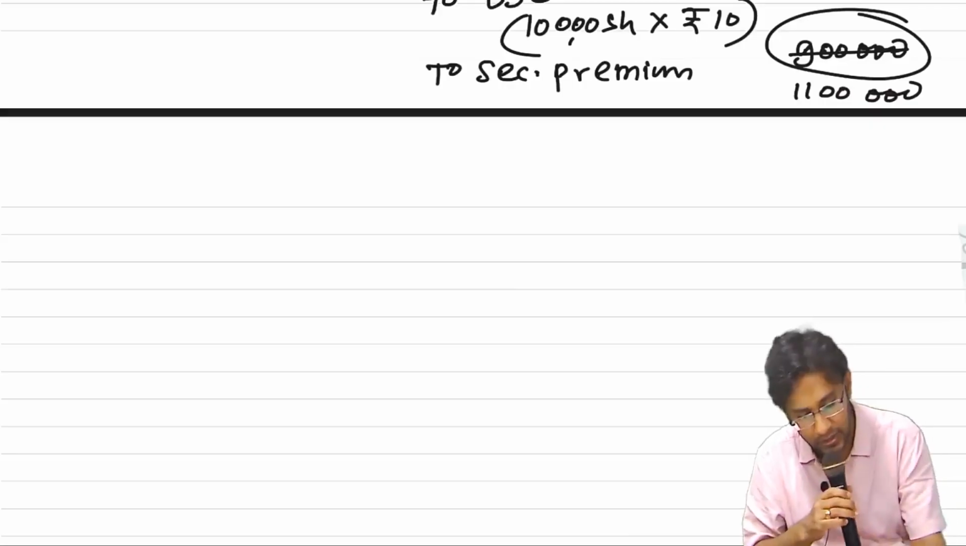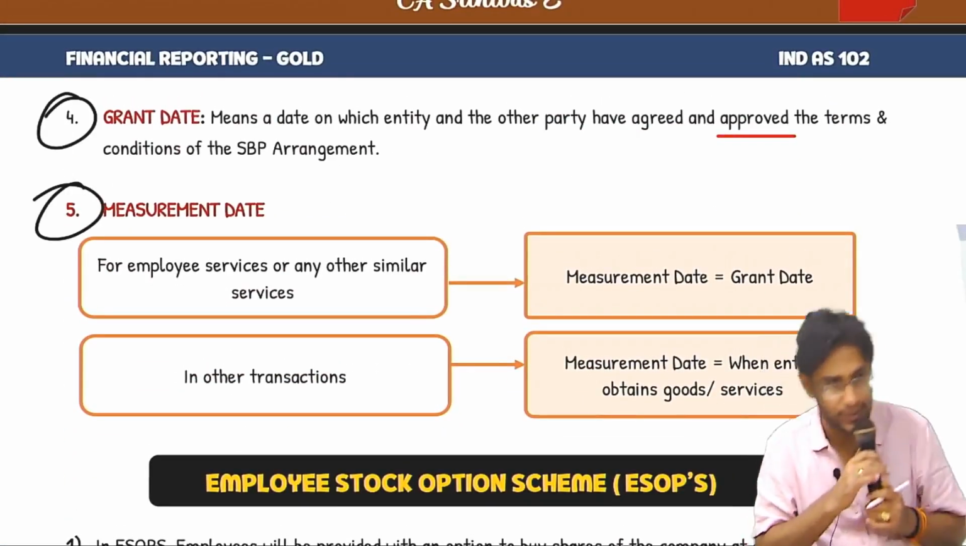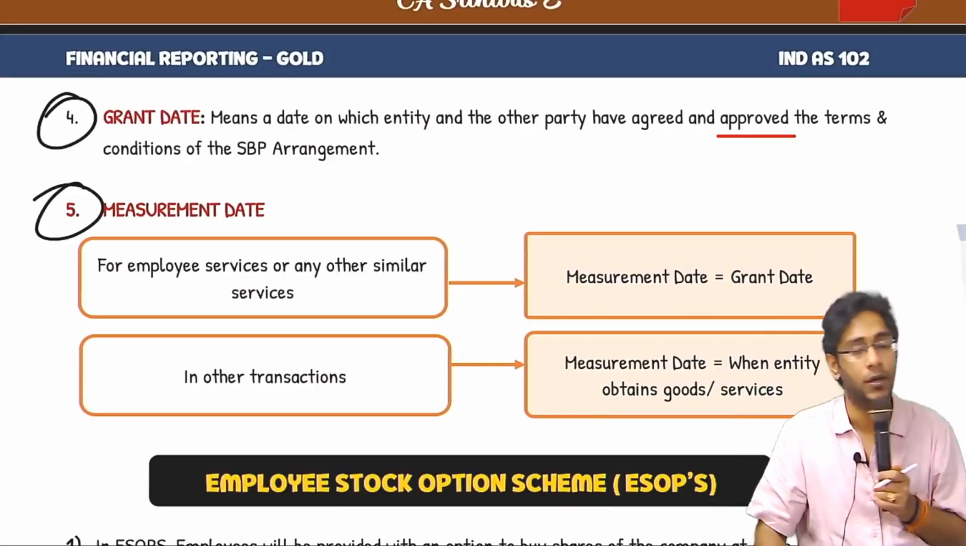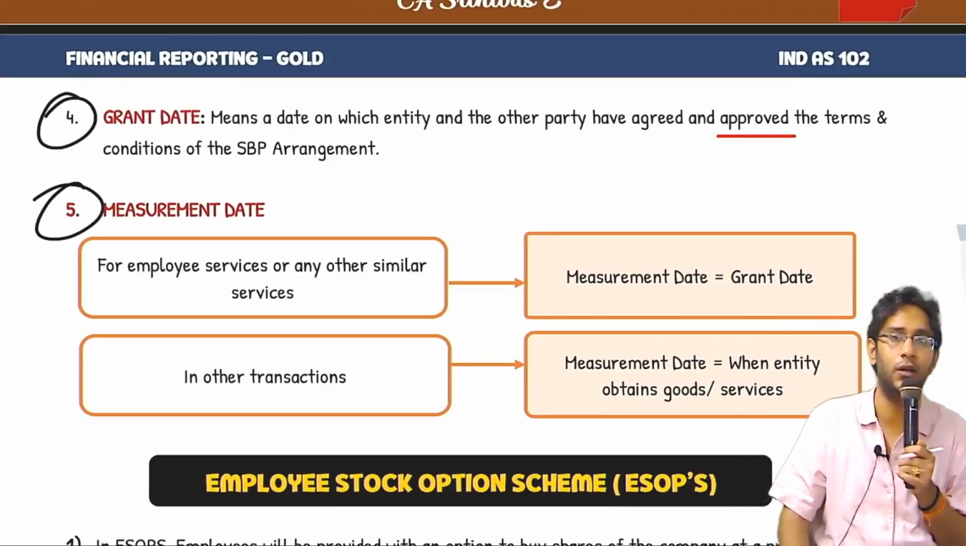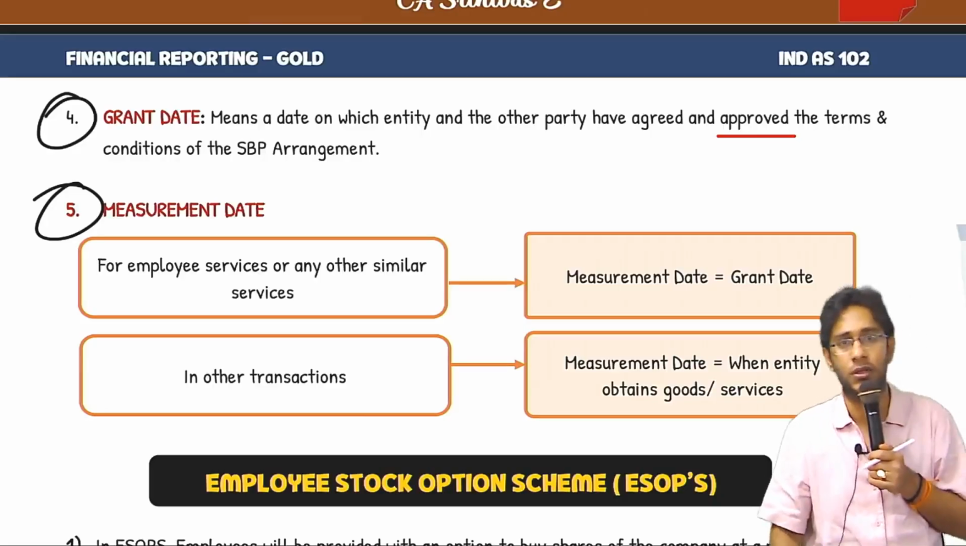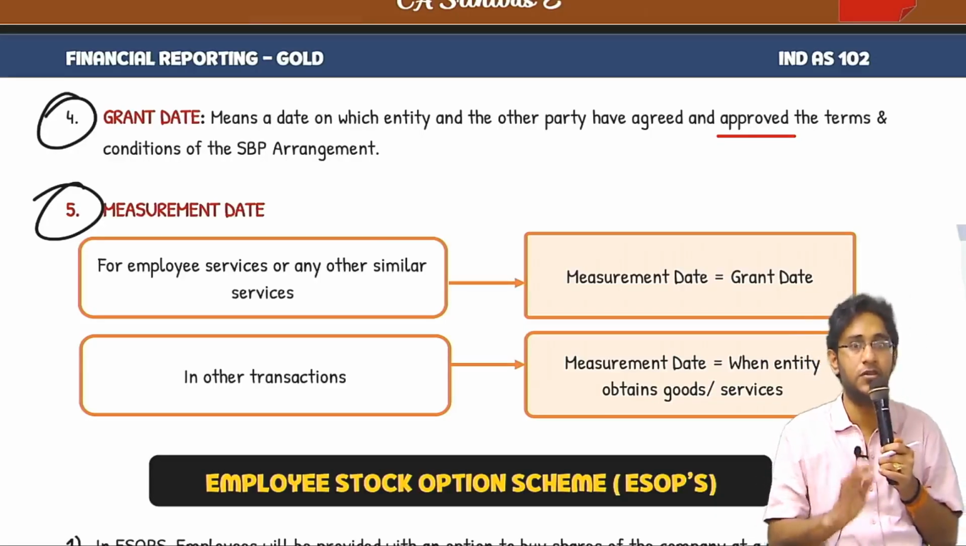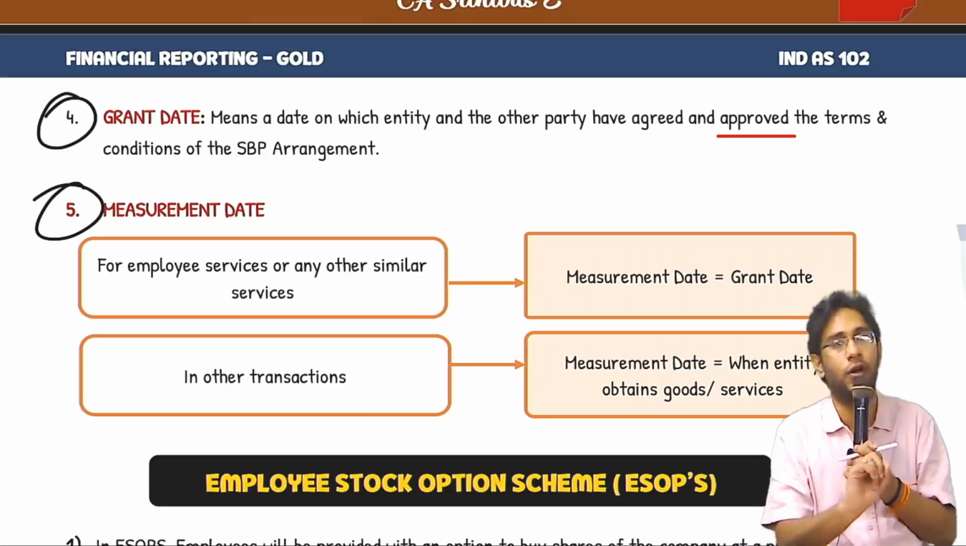Next, there are two important terms. This is highly likely for upcoming exams, sir. On this one, a question is also there. You must understand the link between grant date and measurement date. What is the meaning of grant date? Everybody knows the term grant date. Grant date means it's the first day when the option is given to the employee. True, but the official definition is that it is a date of contract.